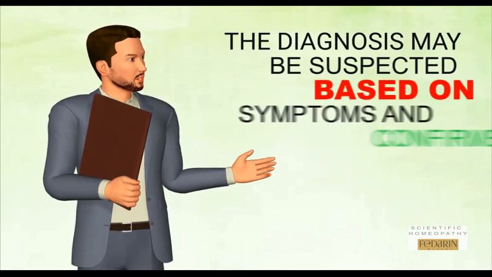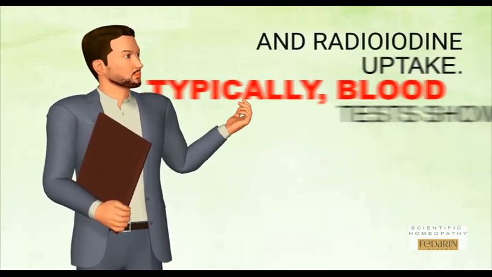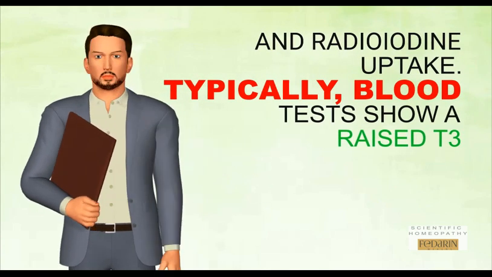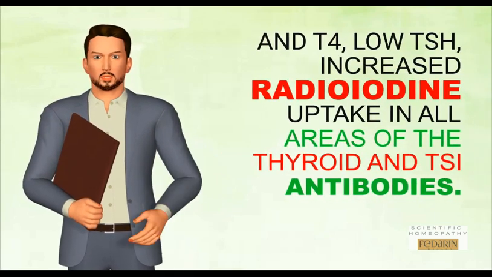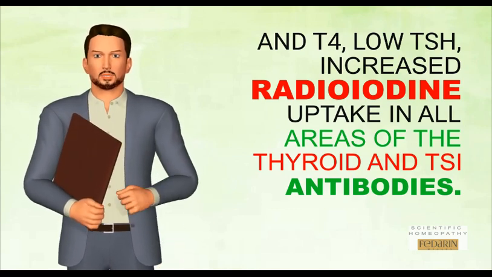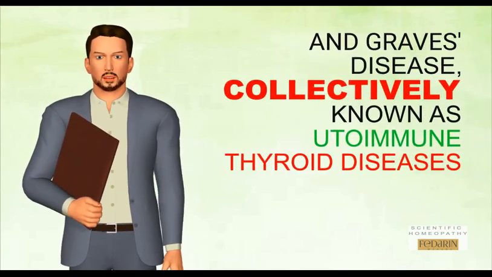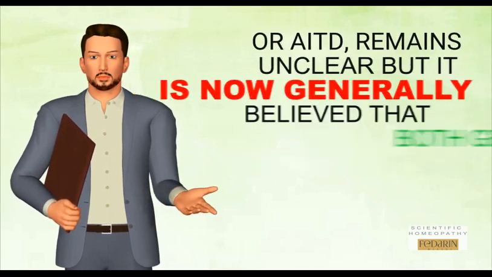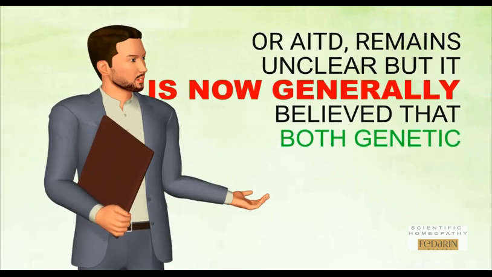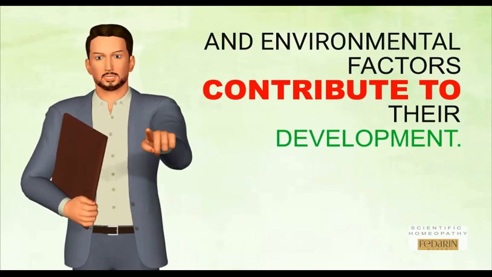The diagnosis may be suspected based on symptoms and confirmed with blood tests and radioiodine uptake. Typically, blood tests show a raised T3 and T4, low TSH, increased radioiodine uptake in all areas of the thyroid, and TSI antibodies. The etiology of Hashimoto's thyroiditis and Graves' disease, collectively known as autoimmune thyroid diseases or AITD, remains unclear, but it is now generally believed that both genetic and environmental factors contribute to their development.